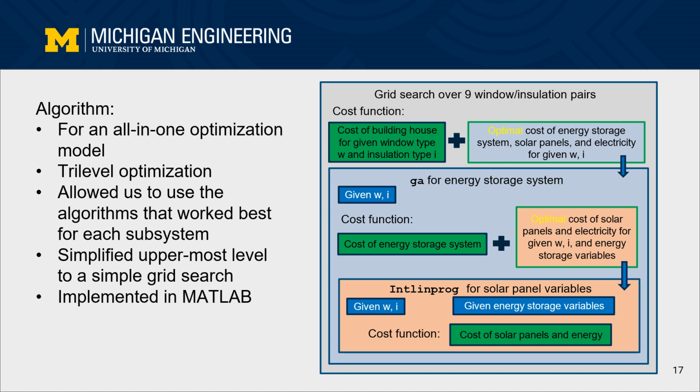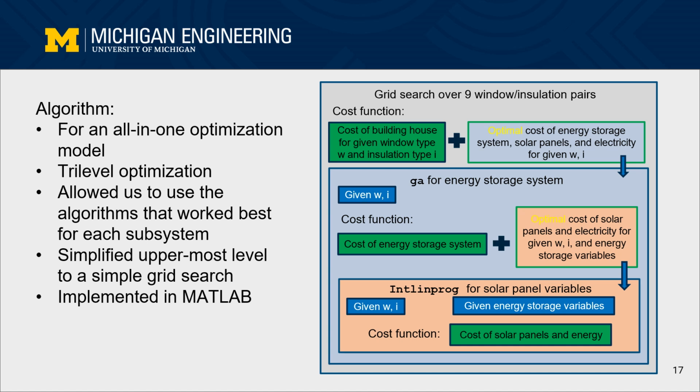For the optimization method, as we discussed earlier, we are working with an all-in-one combination of our subsystems when we modeled our system. For our algorithm to produce results, we chose to do a tri-level optimization scheme, a diagram of which is shown here. The uppermost level of optimization is on the window and insulation type, and part of the cost function of this optimization problem is the optimal cost of the energy storage, solar panels, and electricity for the given window and insulation type. To find that optimal cost, we do another optimization on the energy storage system, where part of the cost function is the optimal cost of the solar panels and electricity for the given window, insulation, and energy storage variables. We find that optimal cost with one more optimization of the solar panel system.